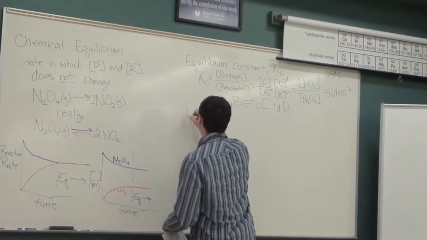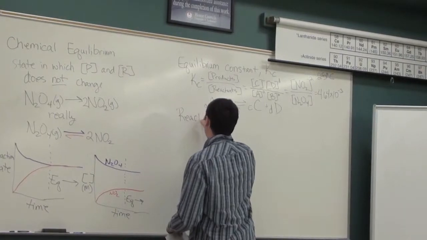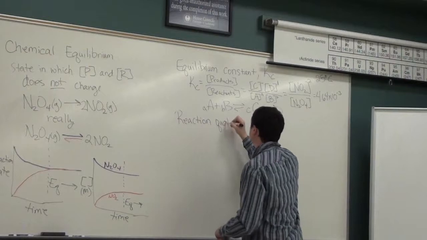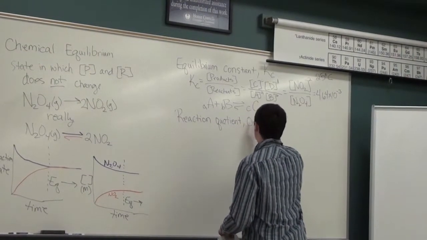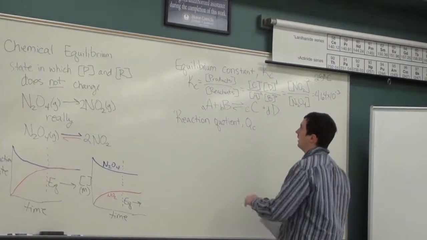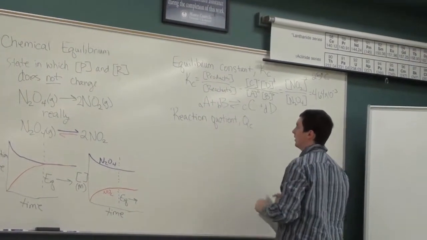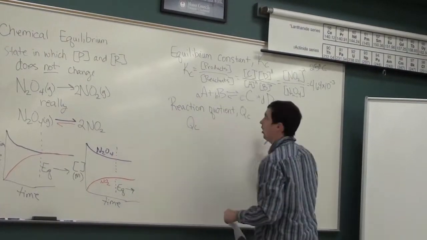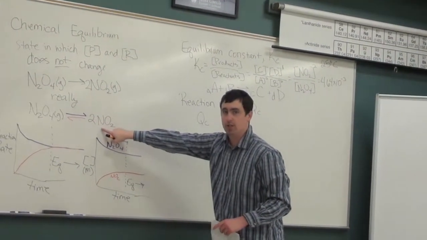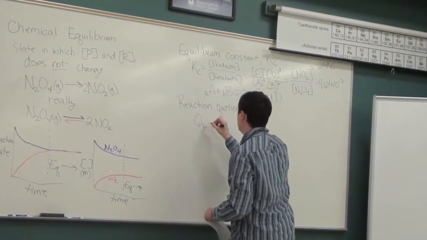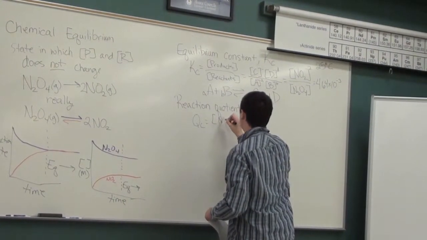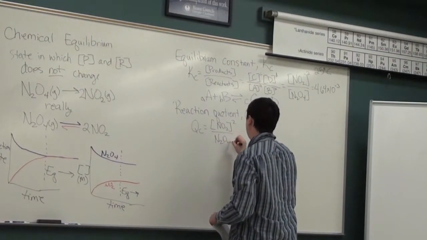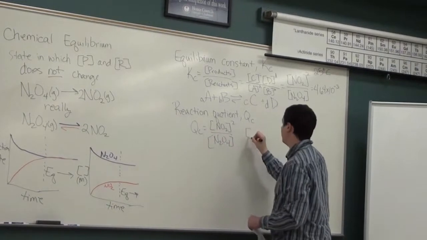When we're not at equilibrium, we can use something called the reaction quotient. It is abbreviated with a Q subscript C, and it's calculated the exact same way, products over reactants. So for Qc for our decomposition of dinitrogen tetroxide, we have NO2 squared over N2O4.